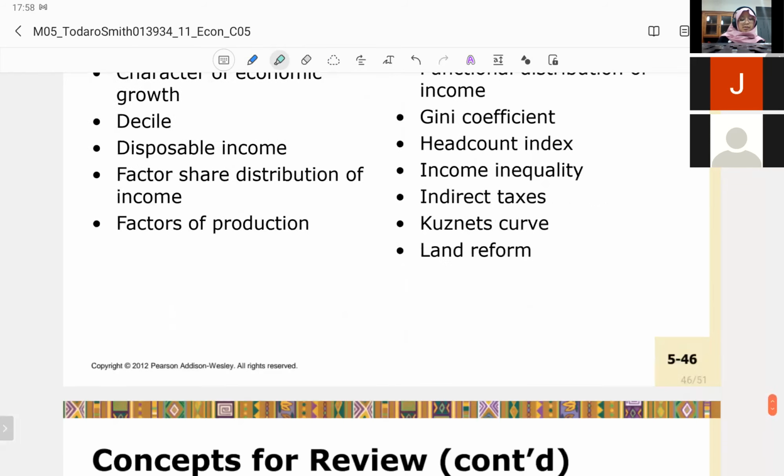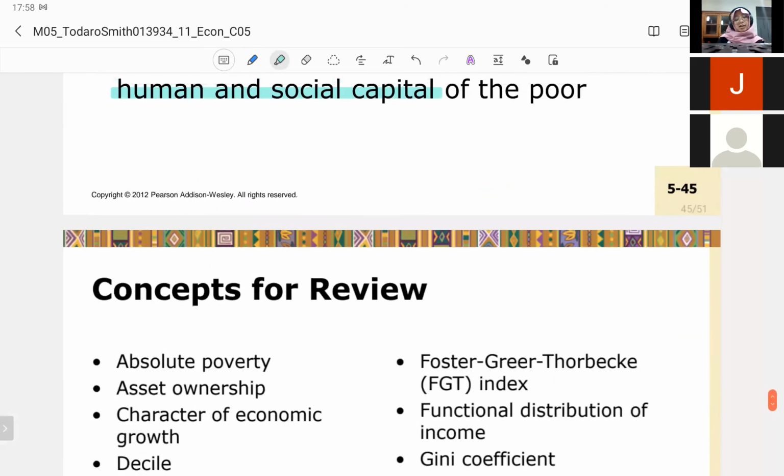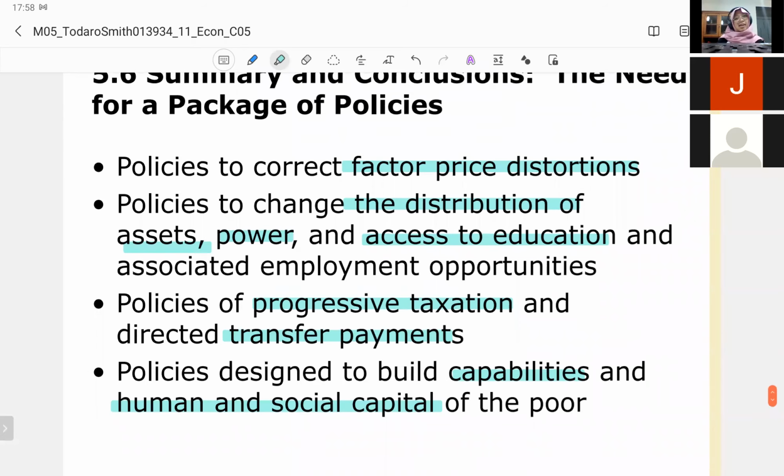So I think that's all of the material for today. These are some concepts that you can review yourself. Okay. Does any one of you have any question regarding the material?